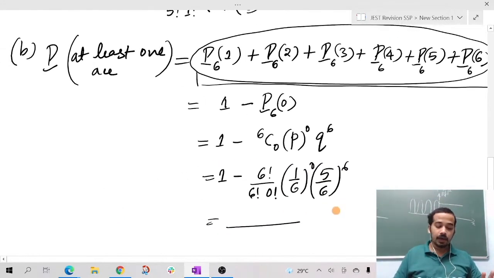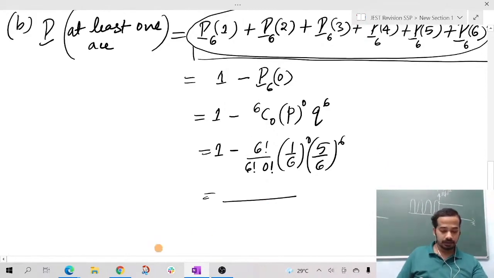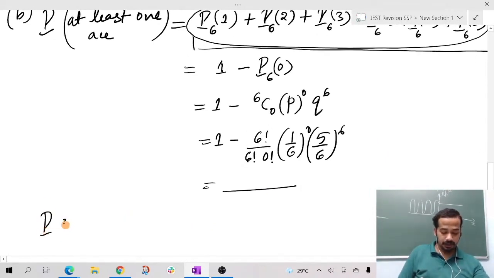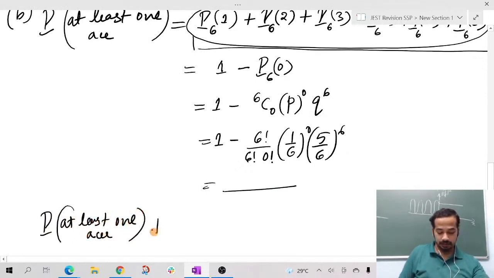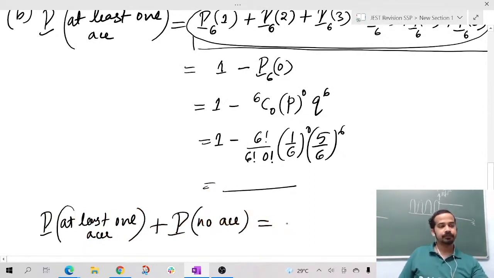Is that clear? This problem can be done in a different way, because this may be helpful for some other question. Probability of getting at least one six plus probability of getting no six. What is this one? Can you quickly tell me? Speak up. 1, isn't it? Because you should get at least one six or you should get no six. You should get either 1, 2, 3 or 6 sixes, or you should get no six, isn't it? That's why this should be equal to 1.